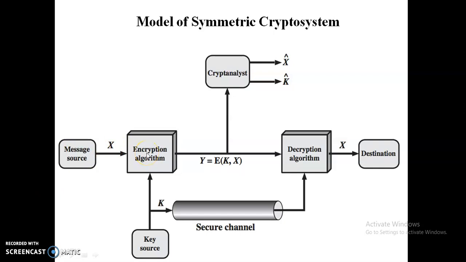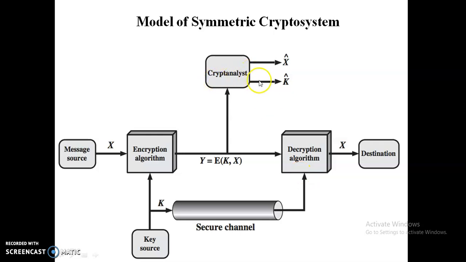This is the algorithm. The plain text is fed as an input into the encryption algorithm by the use of the key. Here the key was generated by the source. This is the key. These two go as the input to the encryption algorithm, and Y is the ciphertext. Ciphertext equals encryption algorithm, key, and the plain text. This travels through a secured channel to the receiving side.